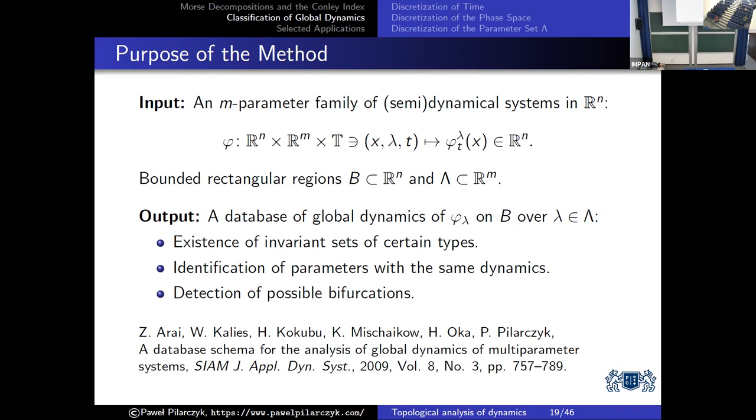We have a bounded interval range for each parameter. So if you have n parameters, you have a rectangular box that contains all the possible parameters. And the output that you would like to get is a database of dynamics that appears in the system. We would like to have this dynamics expressed in terms of Conley-Morse graphs, this kind of graphs that show the isolated invariant sets, the possible connections between them, and the Conley indices of each of the sets. And from this database, we would like to be able to ask some questions, like the existence of invariant sets of certain types.